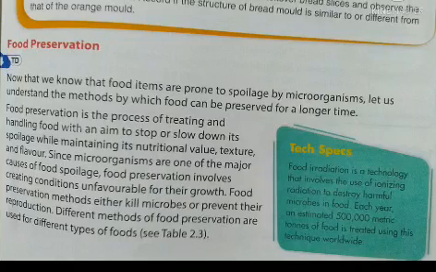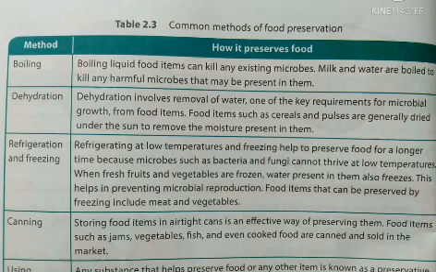Different methods of food preservation are used for different types of food. We must know that food irradiation is a technology that involves the use of ionizing radiation to destroy harmful microbes in food. Each year, an estimated 5 lakh metric tons of food is treated using this technique worldwide. Some common methods of food preservation are given in table 2.3. This is very important for you to study and learn by heart.